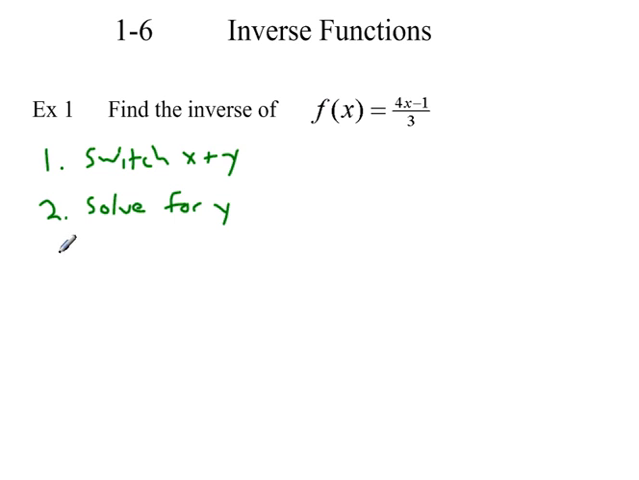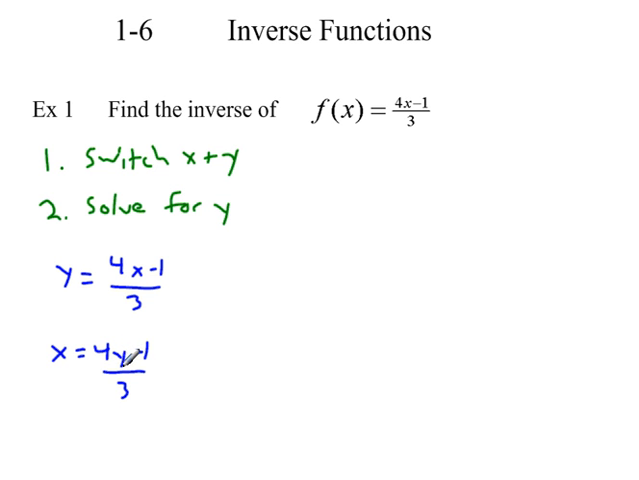Okay, so here's our original function. y equals 4x minus 1 all over 3. First step, switch x and y. So that gives us x equals 4y minus 1 all over 3. So there's your first step. Second step now, solve for y. I need this y by itself.